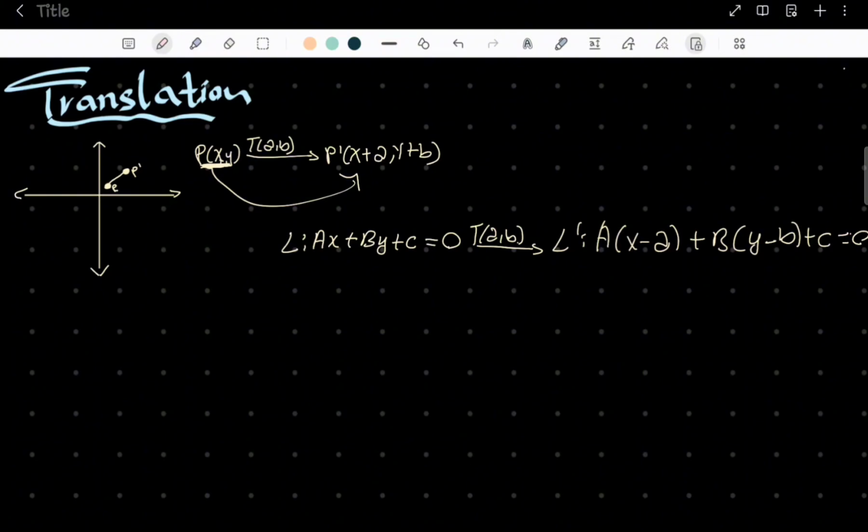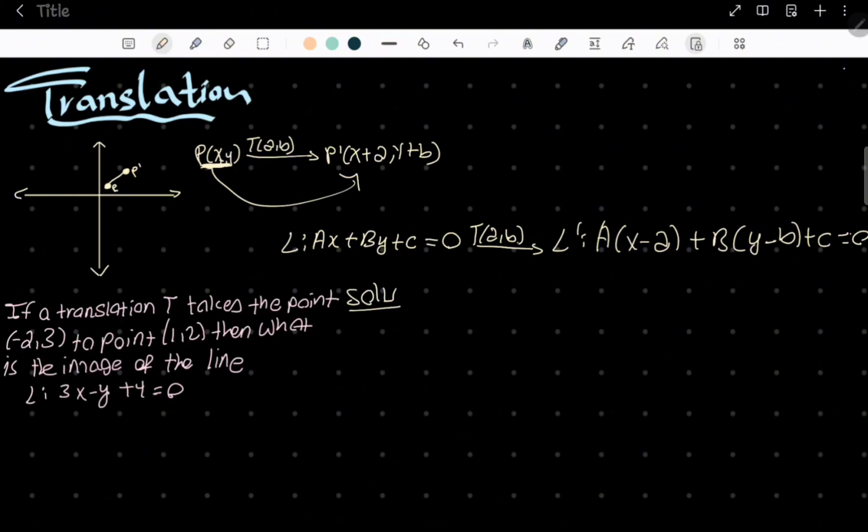So let me write down the question and then we can do it together. Okie dokie, so we are given: if a translation T takes the point (-2, 3) to the point (1, 2), then what is the image of the line L: 3x - y + 4 = 0? So the first thing that we obviously need to do is find the translation vector. We can do this in a very easy way like I showed you before.